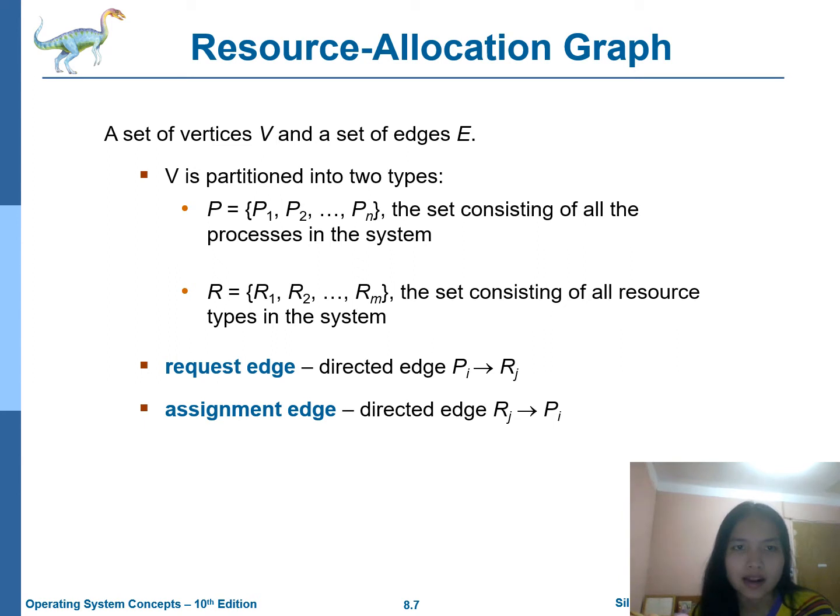Resource allocation graph: a set of vertices V and a set of edges E. V is partitioned into two types: P, the set consisting of all the processes in the system, and R, the set consisting of all resource types in the system. A request edge is a directed edge from Pi to Rj; an assignment edge is a directed edge from Rj to Pi.